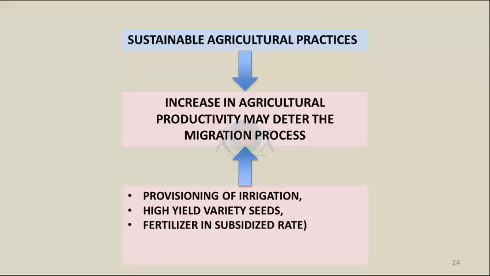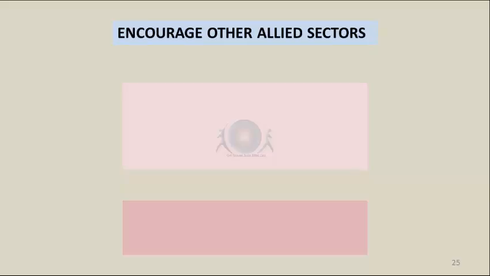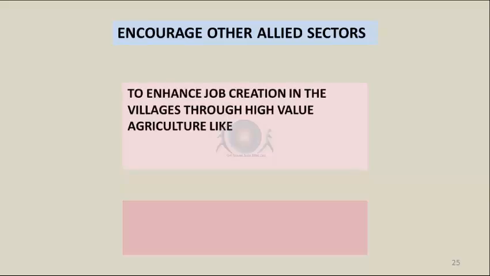Another essential integrated approach for the government will have to be to encourage other allied factors and enhance job creation in the villages. And this will have to be done through high value agriculture practices like horticulture and floriculture.